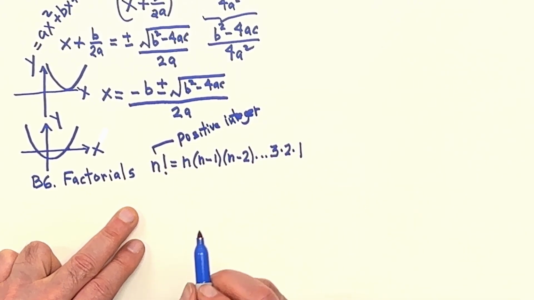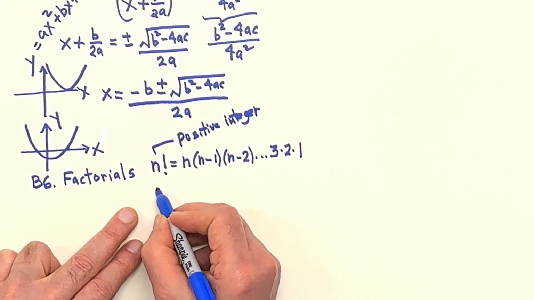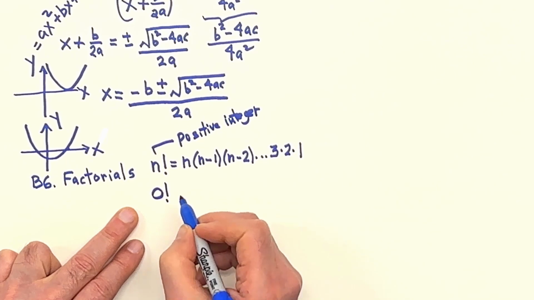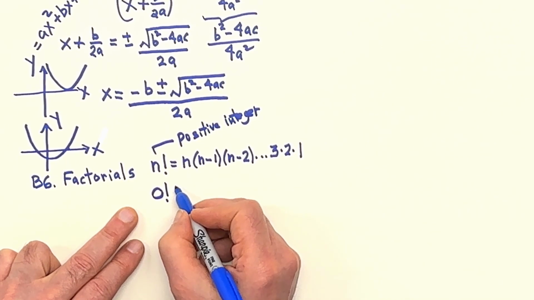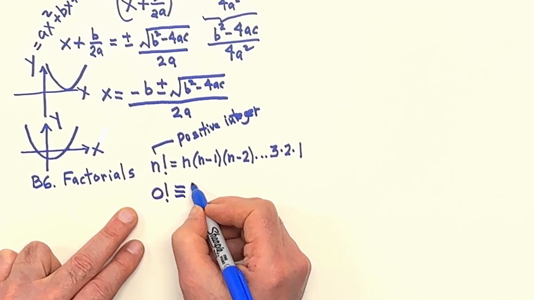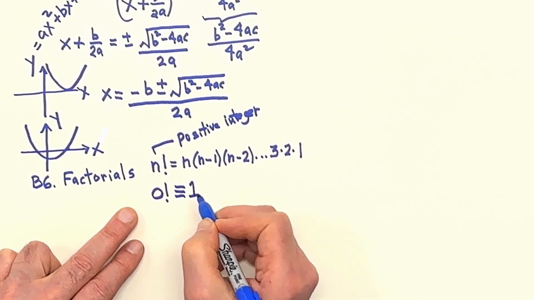Now, you'll see that it's convenient for us to define 0 factorial by definition, and I'll put here the equal sign with the 3 lines, that means a definition. We define that to be 1.